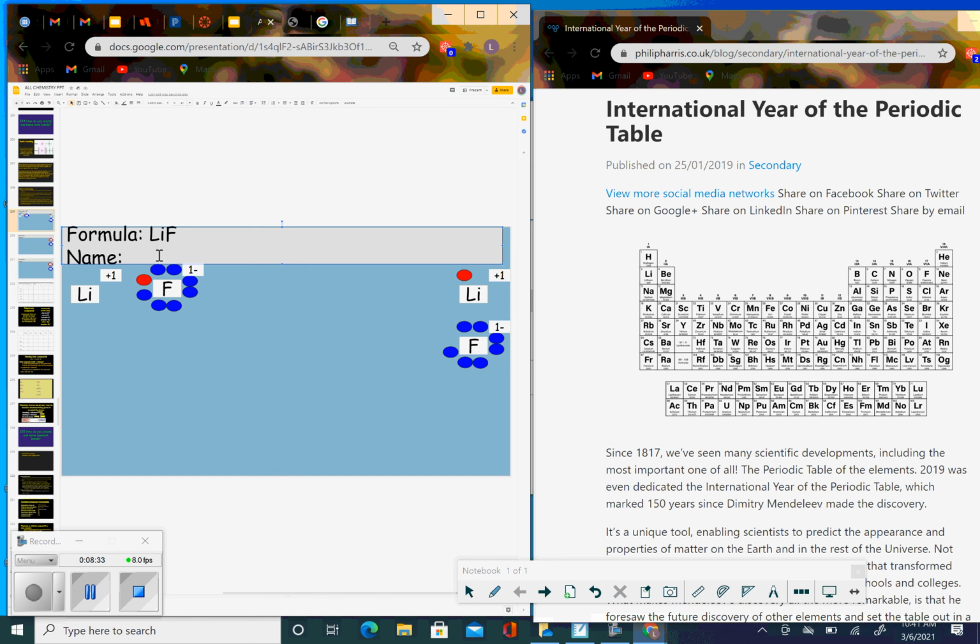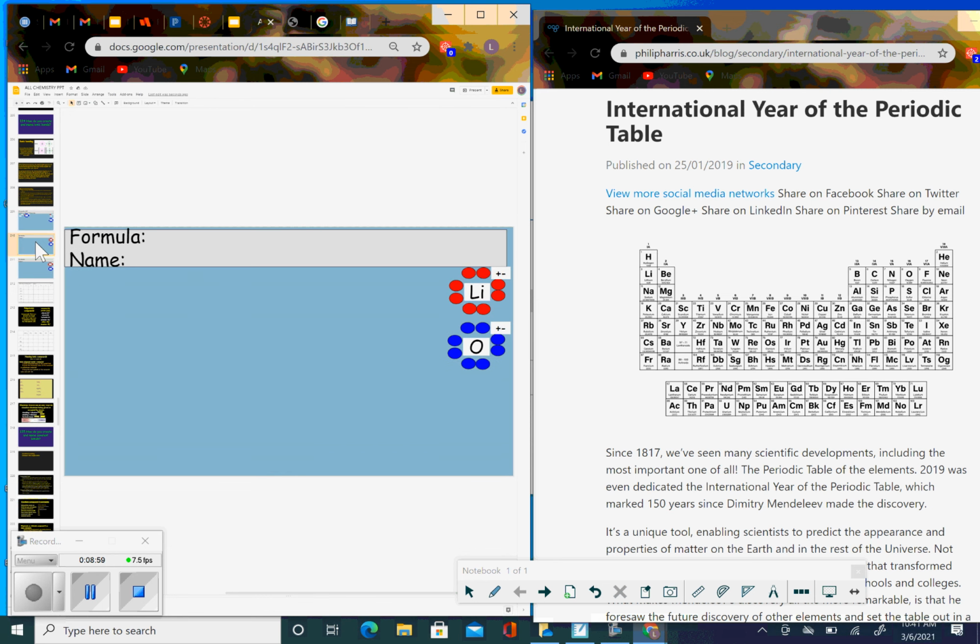The name, we're going to rewrite our names, lithium, space, fluorine. Okay. Now, because this is an ionic bond, we're going to change "ene" to "ide," and that's all we do. Okay, this one is totally done now. So let's go to the next one.